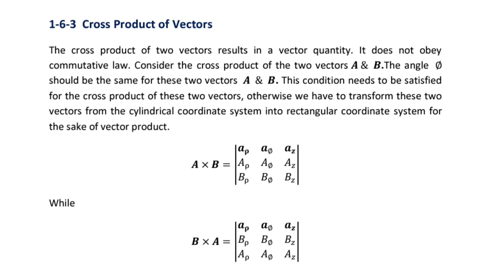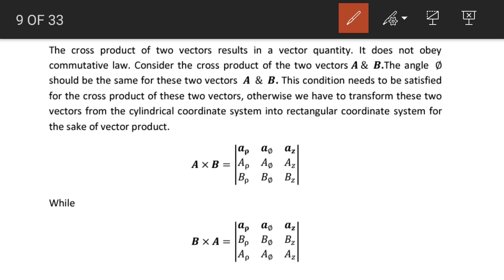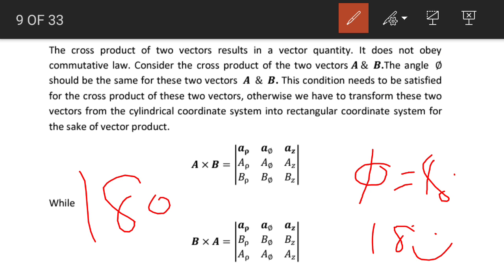Let us talk about the cross product. If we want to calculate the cross product of two vectors in the cylindrical coordinate system, we will have to satisfy this condition. Phi must be equal: if phi is 180 degrees for A, then phi must be 180 degrees for B. If phi remains the same for these two vectors, we can find the cross product directly in the cylindrical coordinate system. And if phi is different for A and for B, then we are stuck. We cannot find the cross product of the two vectors directly in the cylindrical coordinate system.